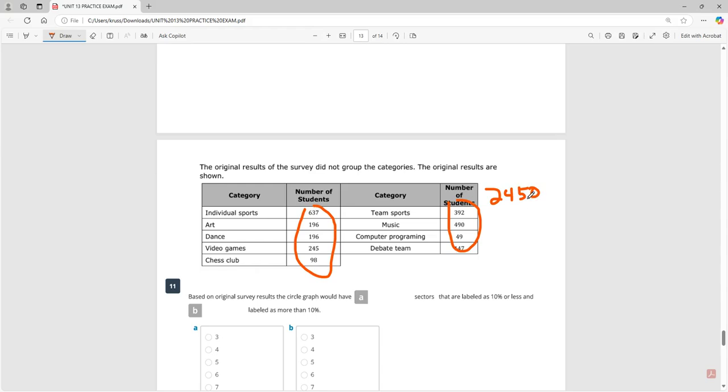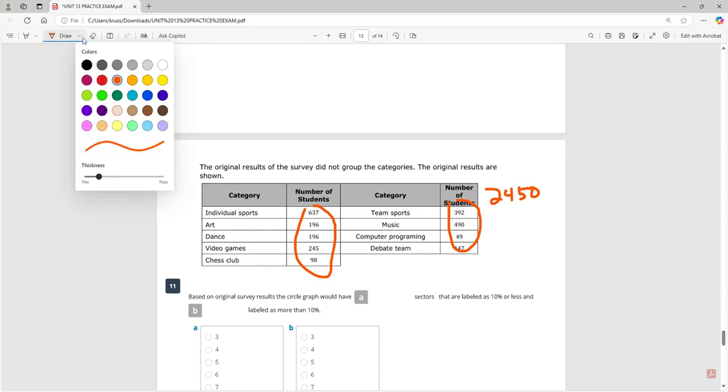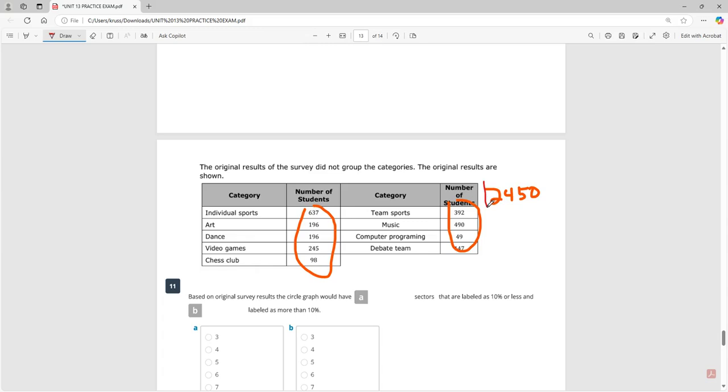So 10% of this is 245. So anything less than 245. Let me change color. So anything less than 245 is 10%. Because how did I know that? Well, I took 0.10 and I multiplied it by 2,450 and I get 245. So anything less than 245.